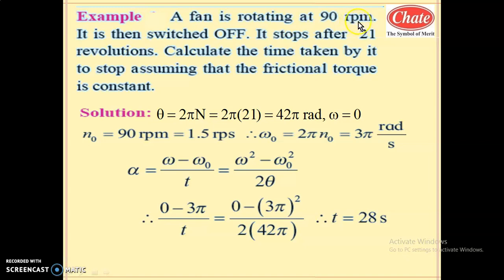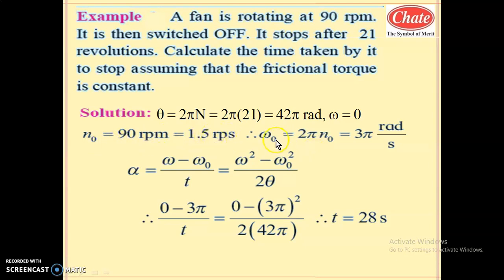So it is revolutions per minute, which is the unit of frequency. So the initial frequency is 90 RPM. Divide by 60: 90 by 60 is 3 by 2, which is 1.5 RPS. So the initial frequency is 1.5 revolutions per second.